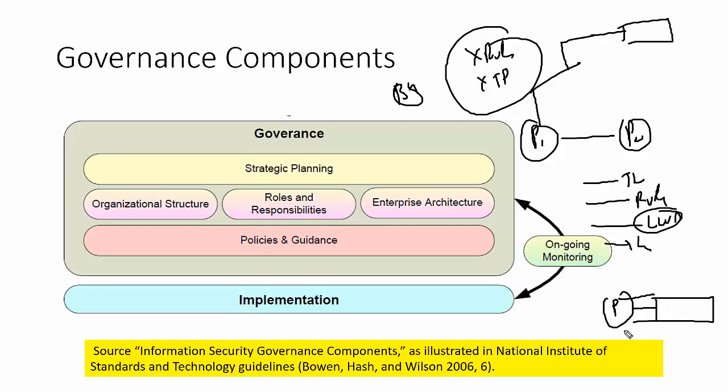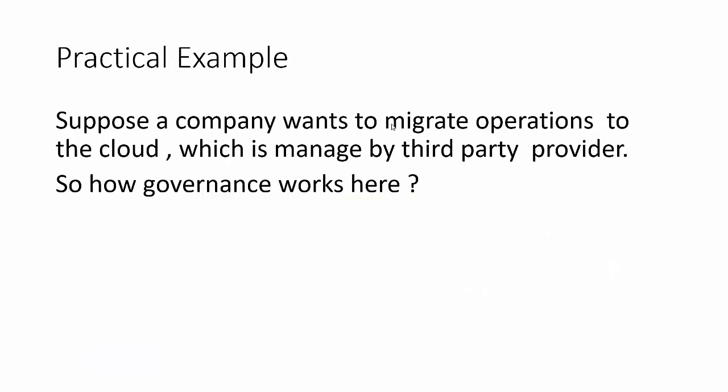So governance is all about the strategy planning, organization structures, roles and responsibility, enterprise architecture, policy and guidance, and implementations. So that is what is called governance. Let's take one technical example of governance. Suppose you have a company and they want to migrate their operation to the cloud, which is managed by a third party provider. So how does governance work? Let's take an example.